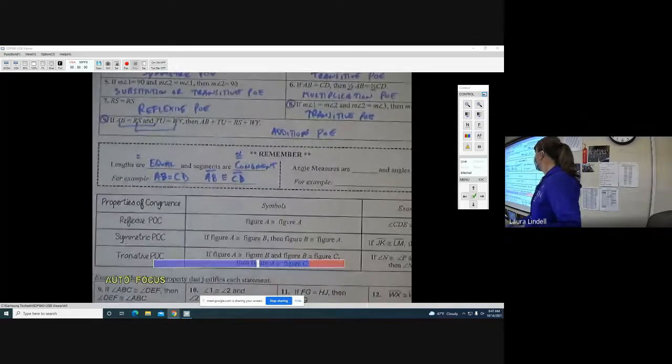The congruent symbol. No. Oh, that's equal. Oh, the equal sign, yeah.